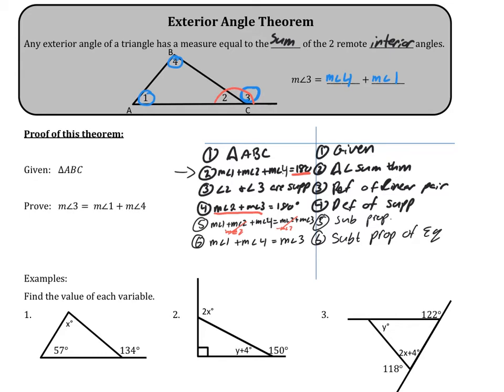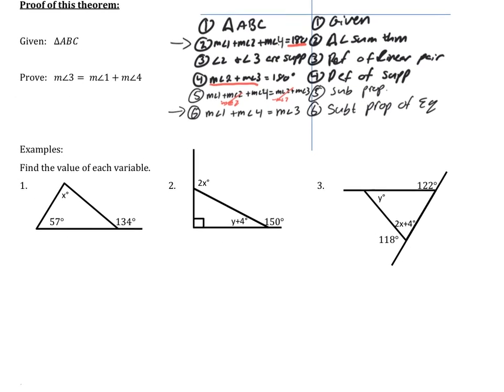And now we have achieved exactly what we wanted, which is that the sum of those two remote interior angles is equal to the measurement of the exterior angle. So that's our proof, but let's go ahead and put this to use.